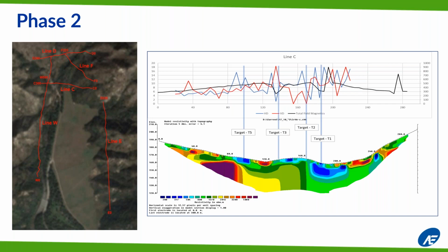Just to give you an idea, target 1 was picked out as a drilling location because it's positioned on a low resistivity area that corresponds to the side of a dipole magnetic body and a higher horizontal dipole EM anomaly. If you want to talk more about the geophysics, I'm sure Jacques can answer some questions at the end of the presentation, but that's just a quick overview.